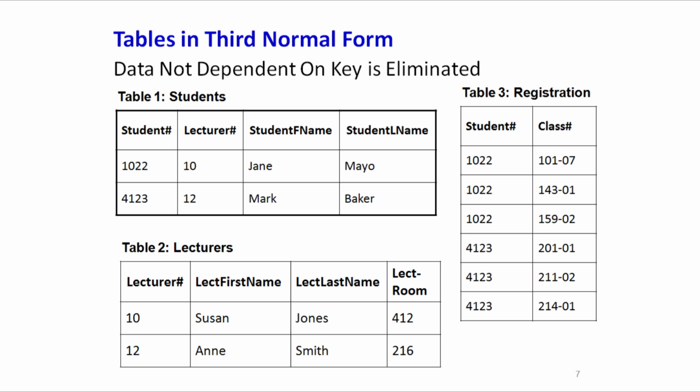How do we transform the data from second normal form to third normal form? All data which is not dependent on a primary key must be eliminated. That means not deleting them, it means moving them to another new separate table. Then we'll have 3 tables. Table 1, students with the student number, lecturer number, student first name, and student last name. Table 2 is lecturers with the lecturer number, lecturer first name, lecturer last name, and lecturer room. And table 3 is registration with the student number and class number.